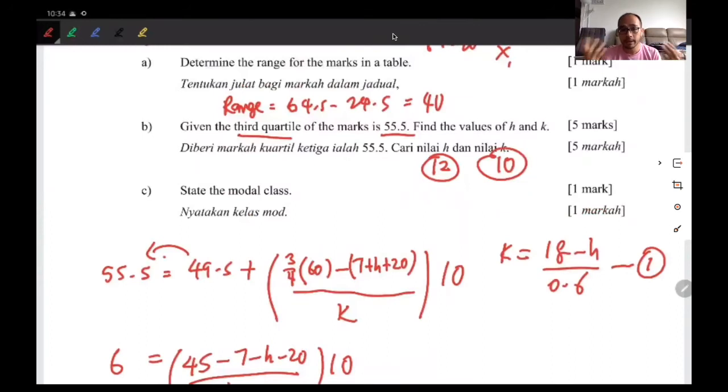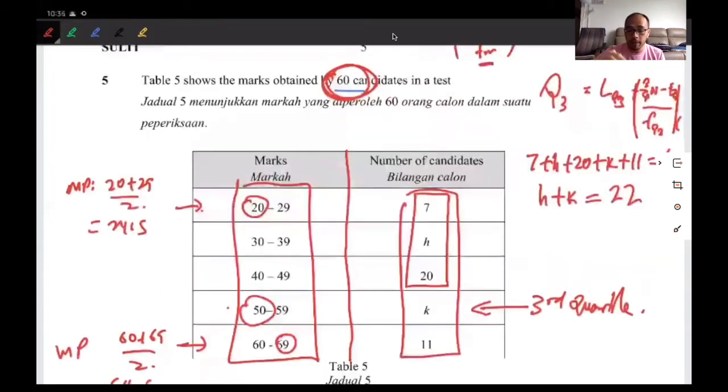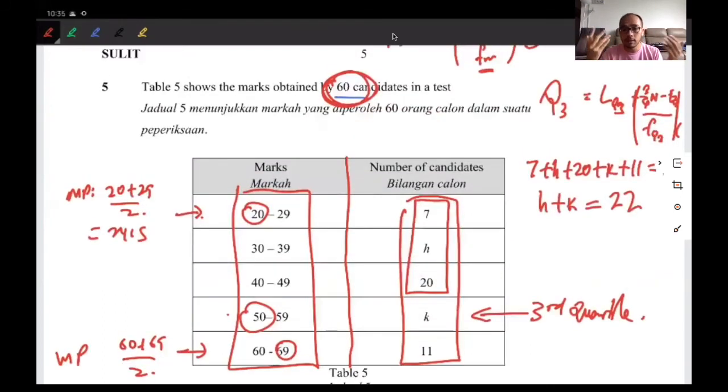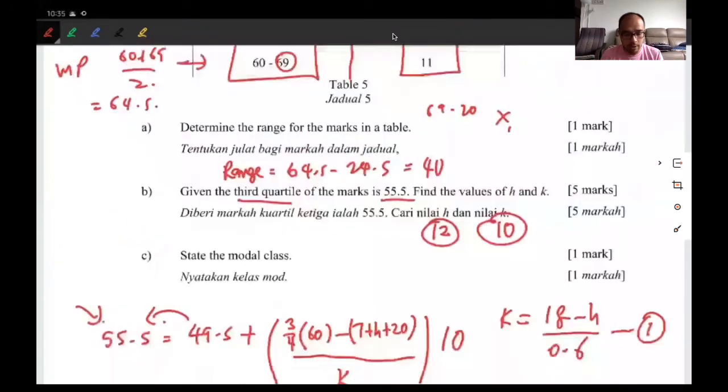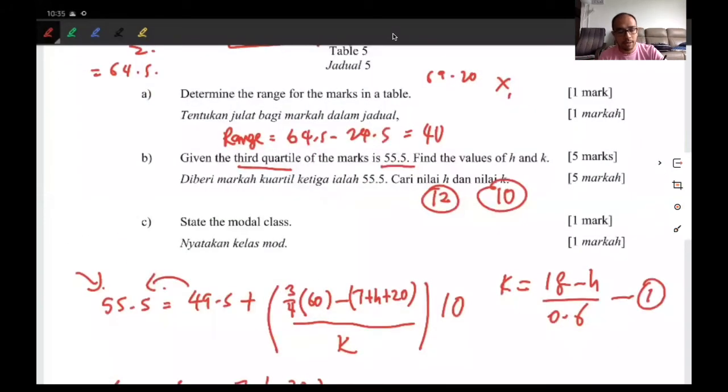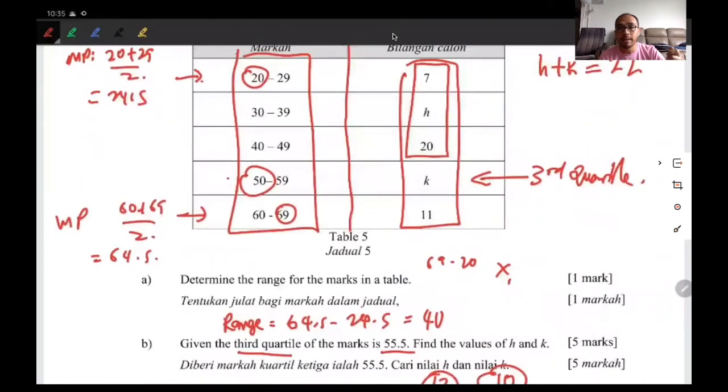This is a sort of simultaneous equations, but this is the starting point. You start with the third quarter to form the first equation, then you have the total number of candidates, which is 60, to form the second equation, and do simultaneous equations. And then of course, the last mark is to state the modal class. The modal class is the class with the most number.